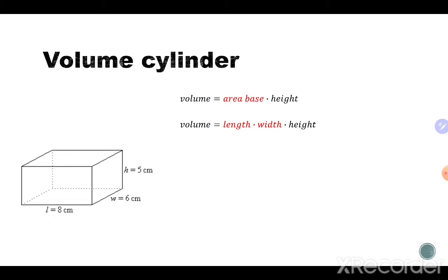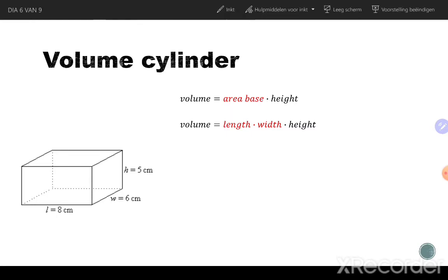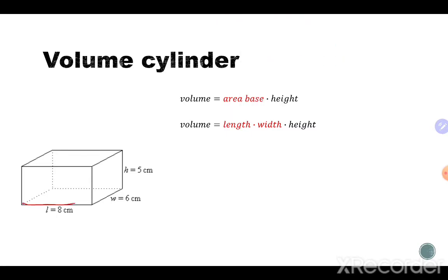But I just wrote down the area of the base in red letters, and even length times width, because the area of the base is exactly the same as the length, the 8 centimeters, times the width, the 6 centimeters. So this is my base, the area of the base of my cuboid.